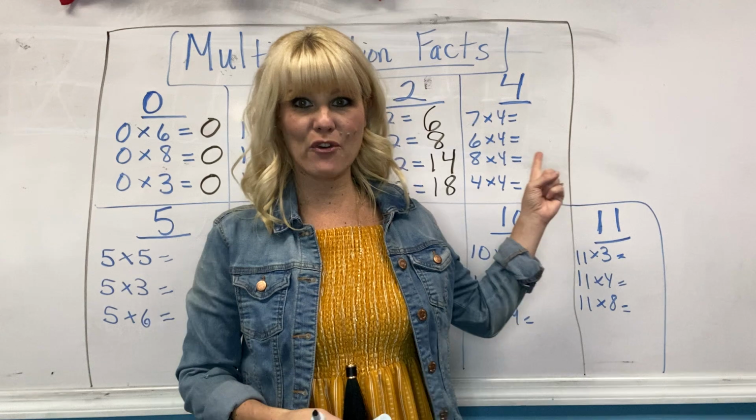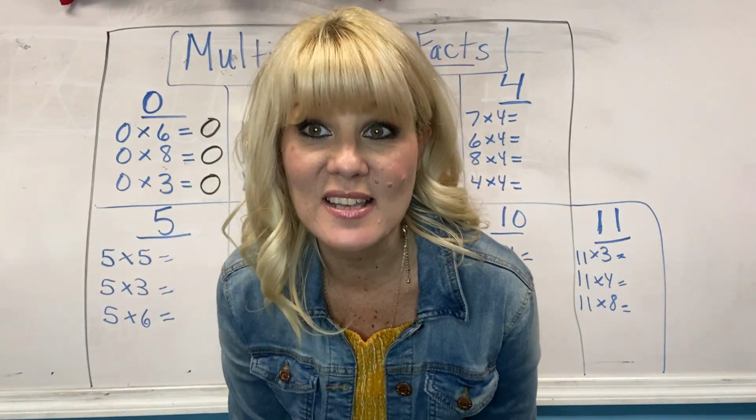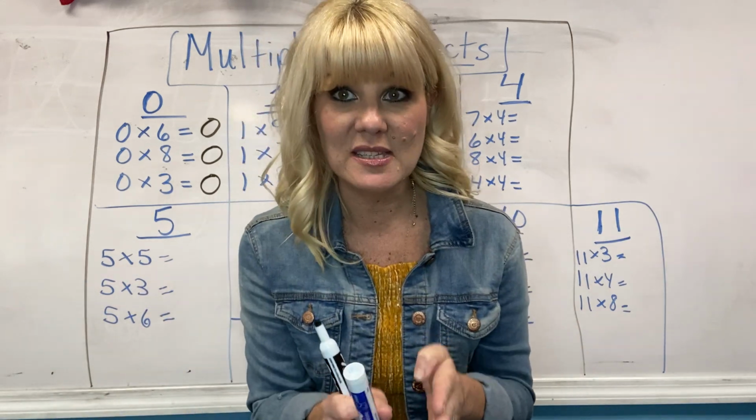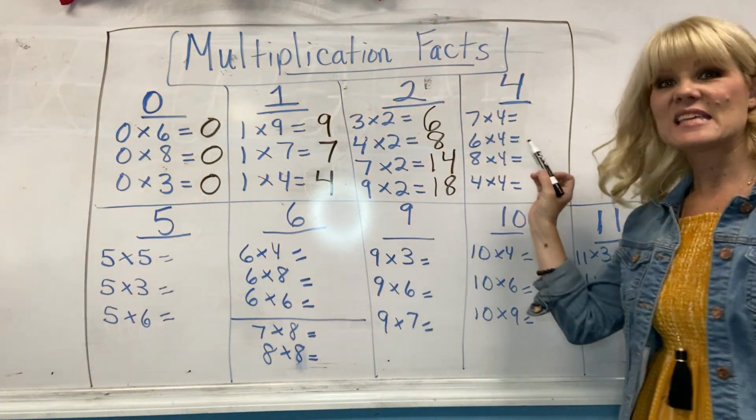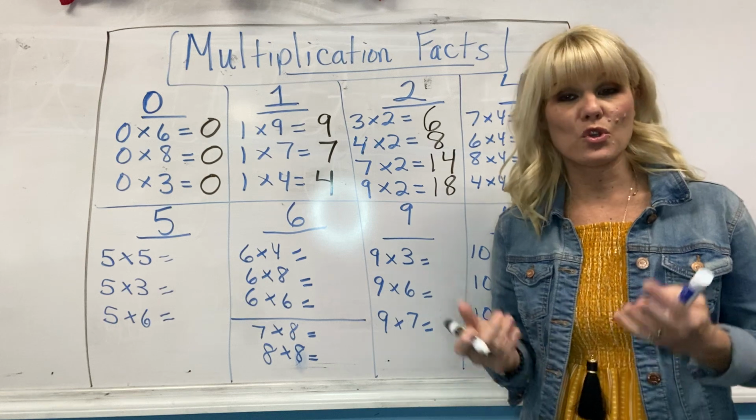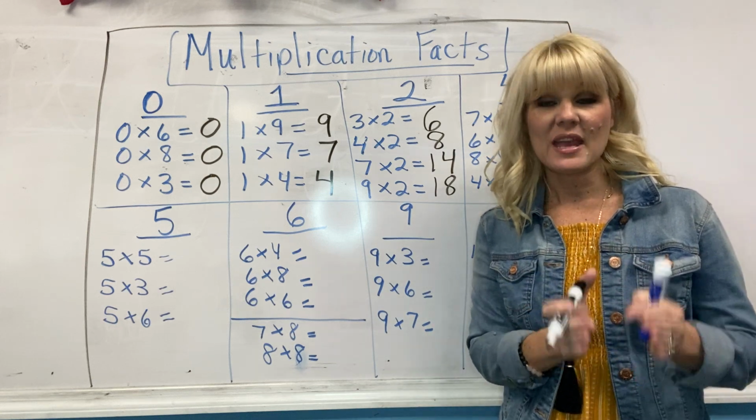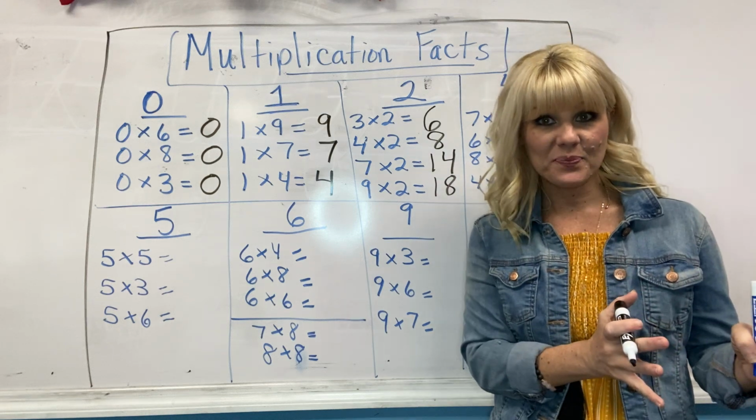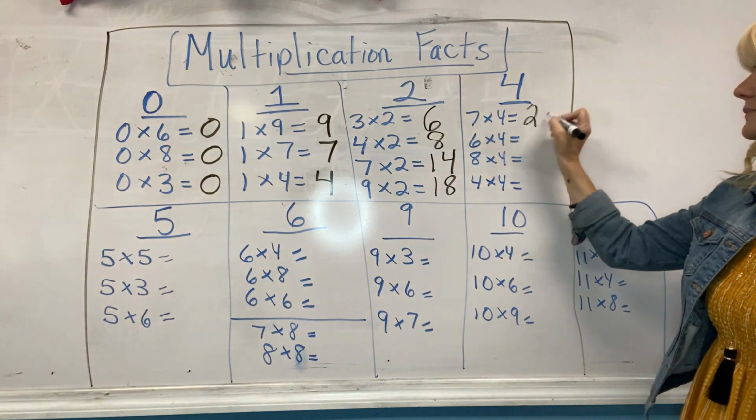Okay, let's move on to the 4 family. The secret to multiplying by 4, you guys, is just double. Take the number, double it once, and then double it again, and you get your answer. Okay, here we go. 7 times 4 is one that a lot of students don't remember. So you're gonna take 7 and double it. 7 plus 7 is 14. And then take 14 and double that. And 14 and 14 is what? 28. So 7 times 4 is 28.